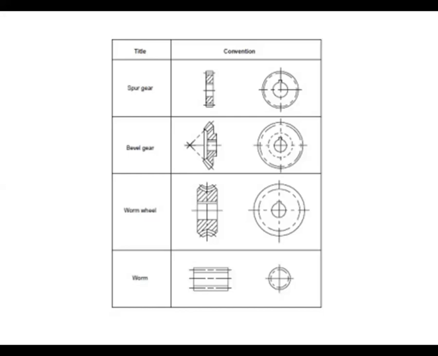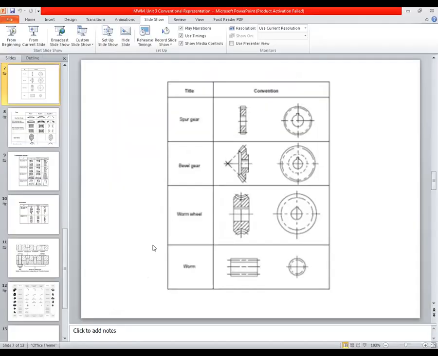In this slide, a representation for the gear has been shown. It means for spur gear, how to represent, for bevel gear, for worm and worm wheel. Now we are going to study. If you want to represent a spur gear, you should know first how the spur gear looks.